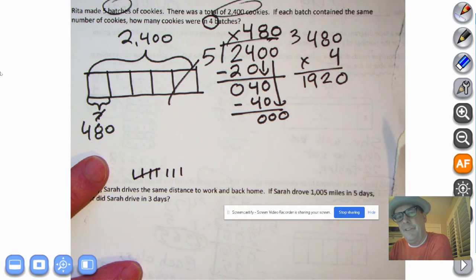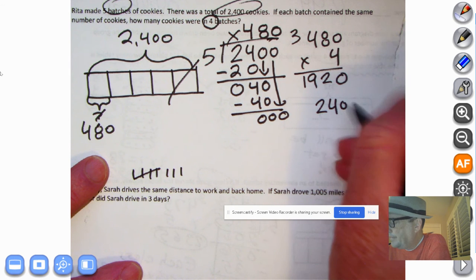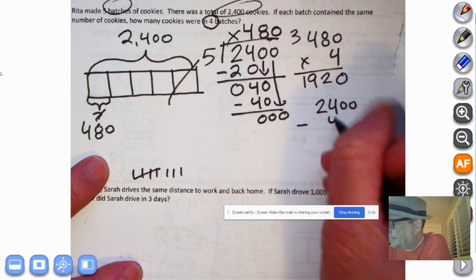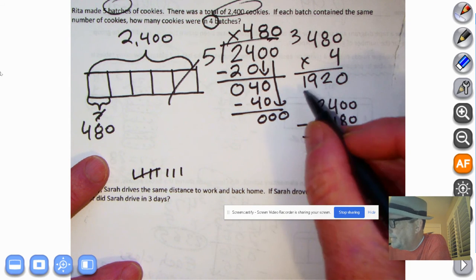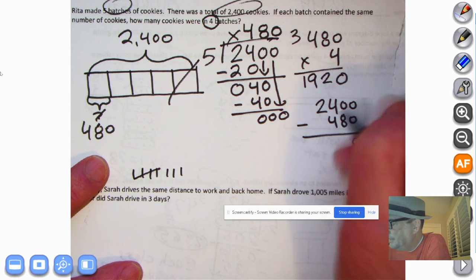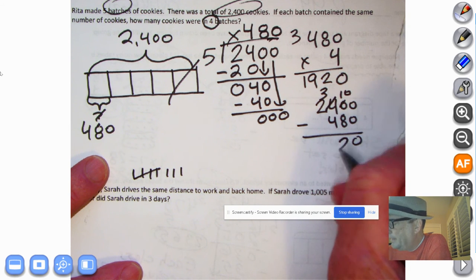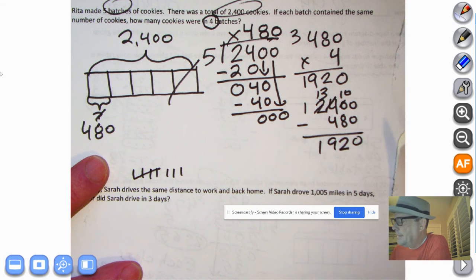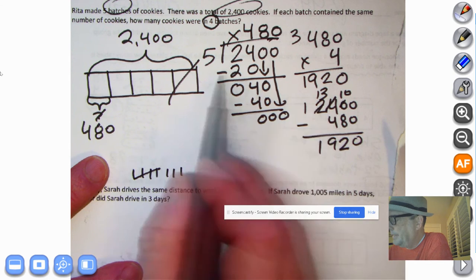But let's do this another way, kind of another way we could figure this out. Let's take the total of 2,400, do a little math review here, and subtract 480. We should get 1,920. 0 minus 0 is 0. Decompose there, make that a 10. 10 minus 8 is 2. 13 minus 4 is 9. Bring down the 1. 1,920. So we're right on both accounts.